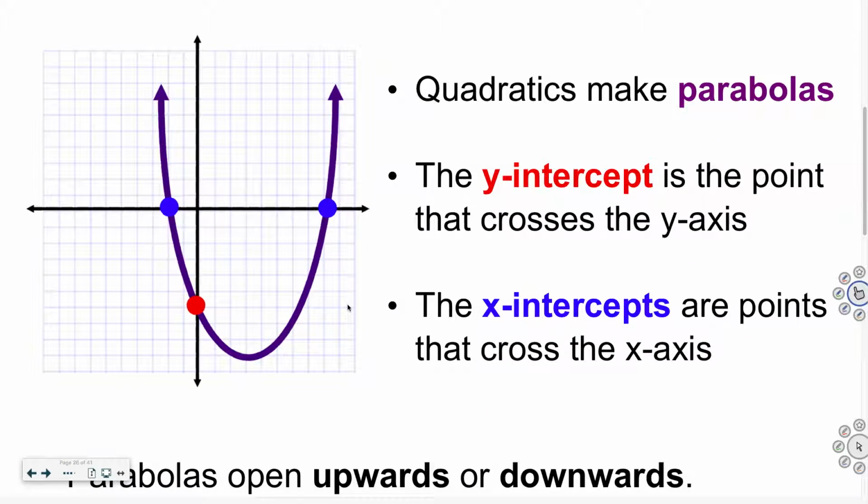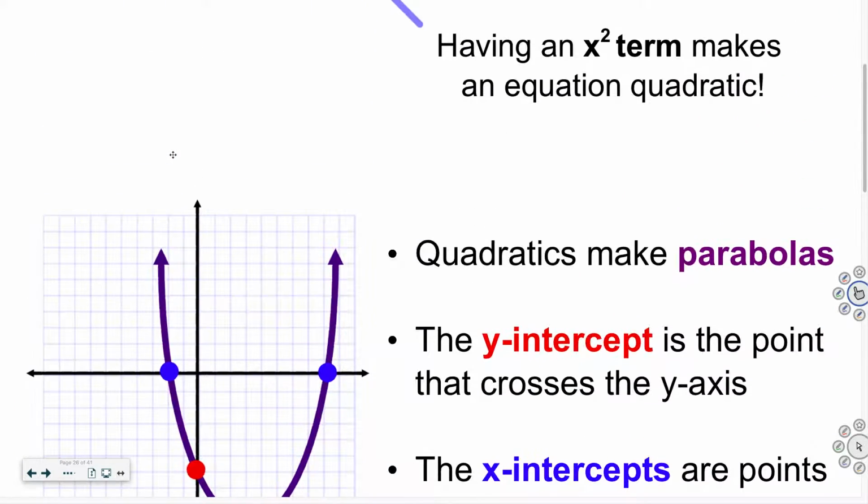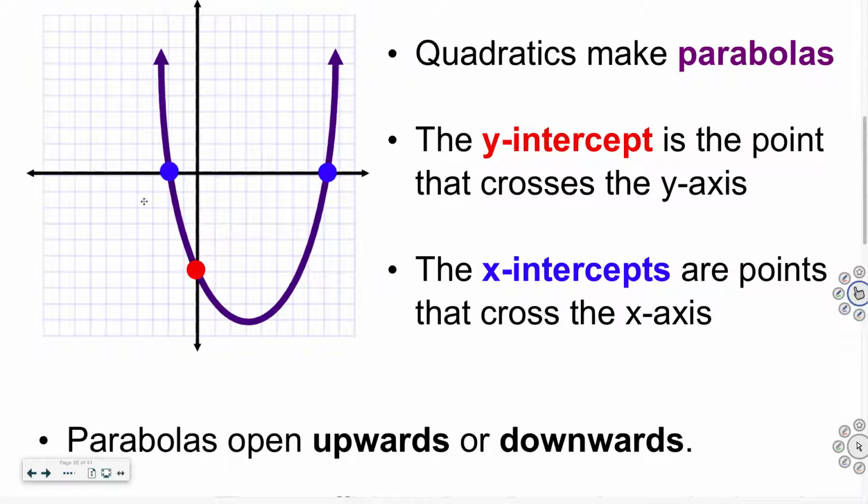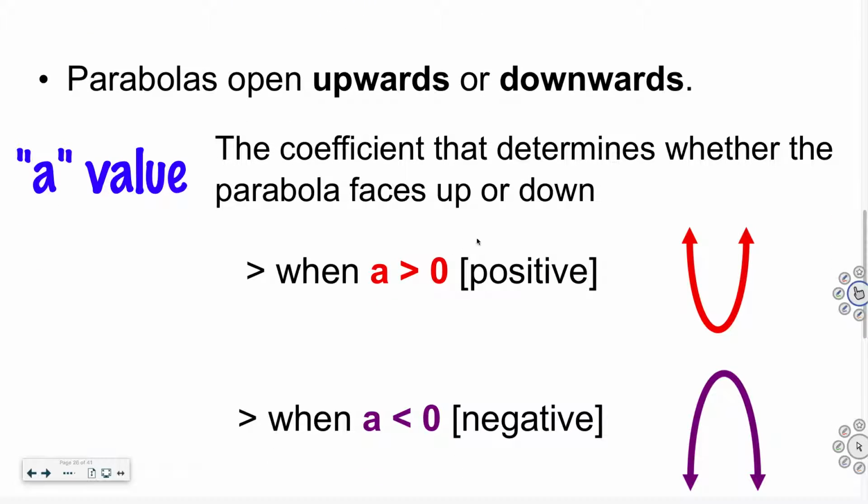Okay, so quadratics make parabolas. So they have a y-intercept and then they have x-intercepts. Usually they have two, sometimes they have one, sometimes they have none. Sometimes they open upwards, like a U shape, which is a positive A value, and sometimes they open downward, or more like a mountain or hill shape.